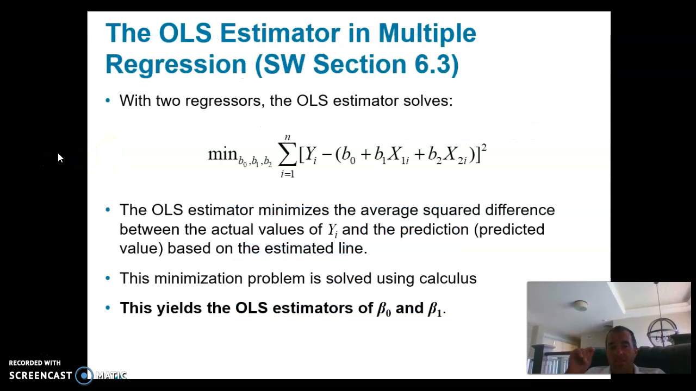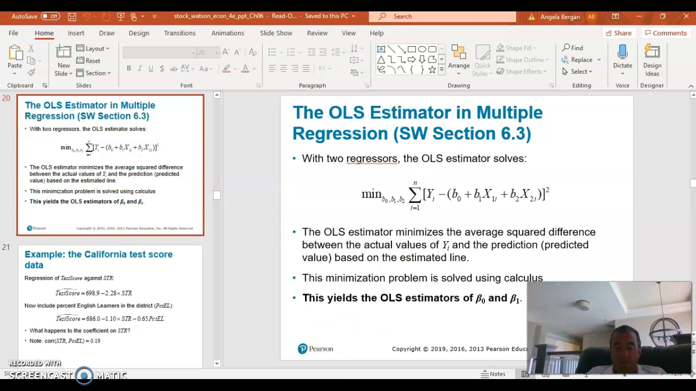Now, within the two regressors, the OLS estimator solves. The OLS estimator minimizes the average squared difference between the actual value and the predicted value. So this yields the OLS estimators. And we're going to look at two separate problems now for this basis.